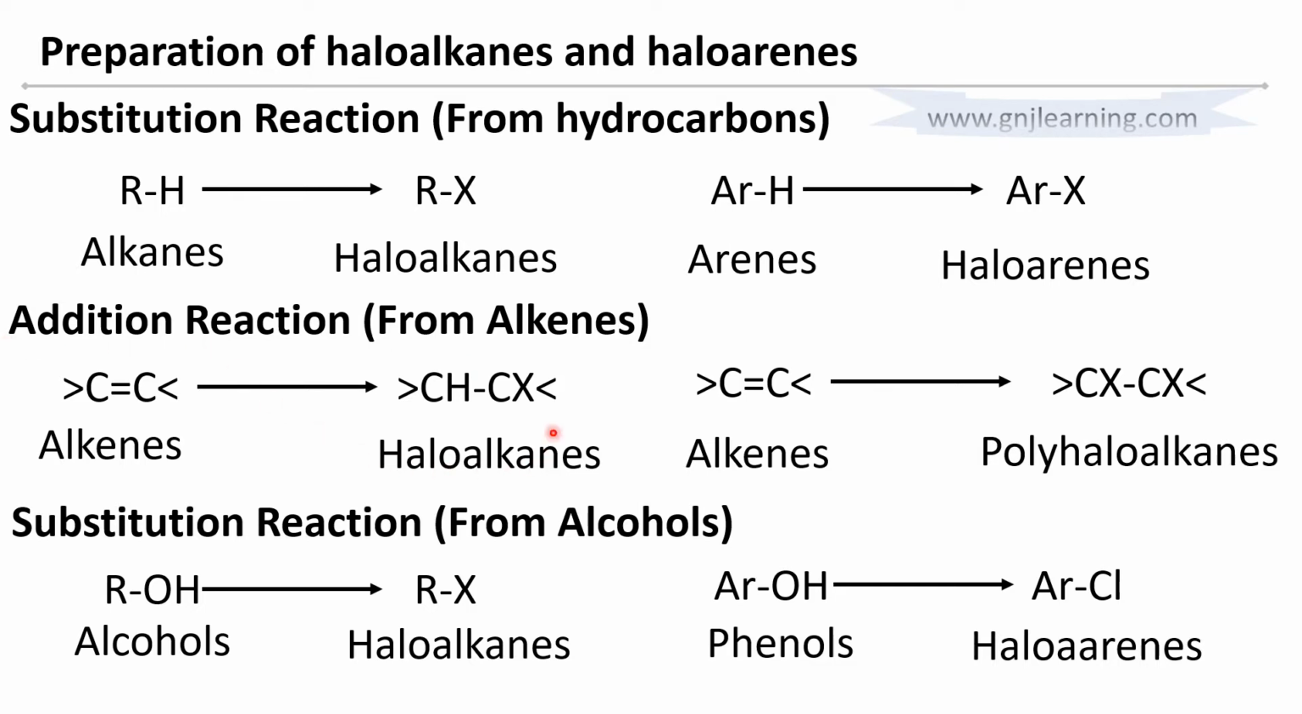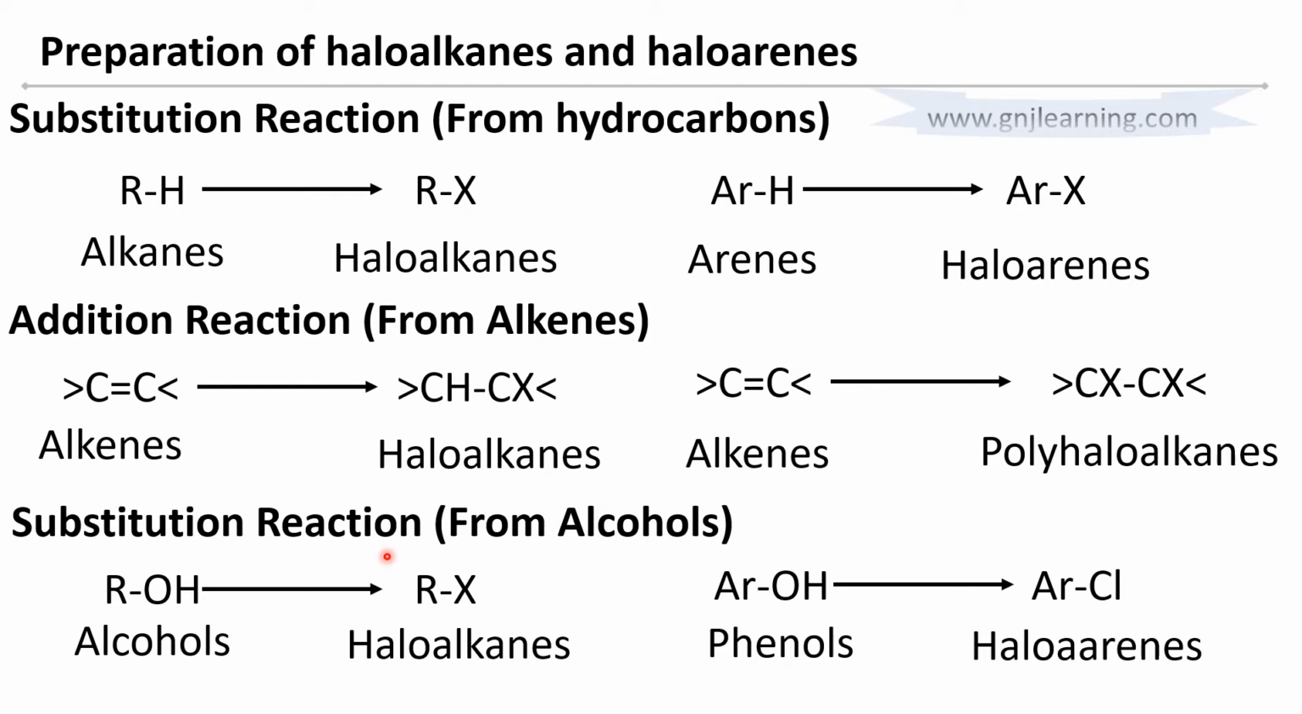So here I have added X here and H here, so it is a monohaloalkane. I can also cut this bond and add X onto both carbons, so I will get a dihalo compound. In general, I can call these polyhaloalkanes. Clear? And the last one is the substitution reaction.